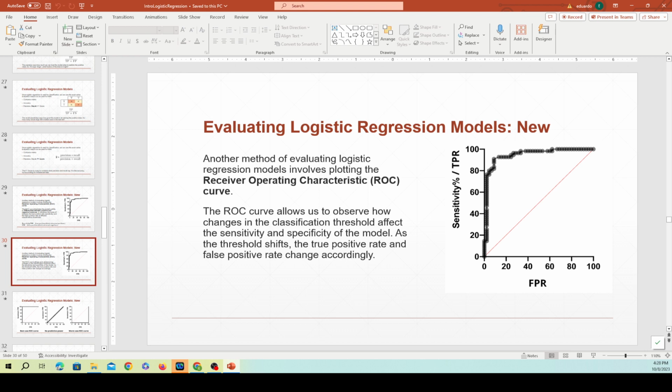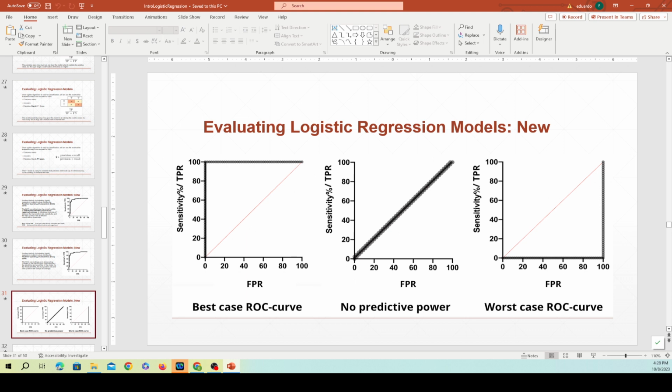The ROC allows us to observe how changes in the classification threshold affect the sensitivity and specificity of the model. As the threshold shifts, the true positive rate and false positive rate change accordingly. Now, ideally, what we want to have is what we have on the left. The middle does not give us any prediction power, and then the worst case will be if we actually have the right side graph.